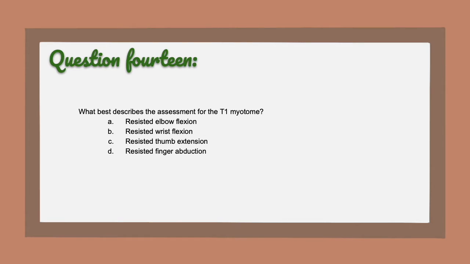Question 14. You guys are almost there. Keep going. What best describes the assessment for the T1 myotome? A, resisted elbow flexion. B, resisted wrist flexion. C, resisted thumb extension. D, resisted finger abduction.